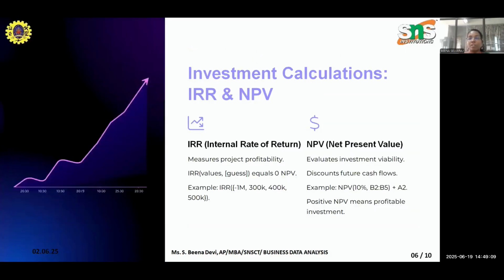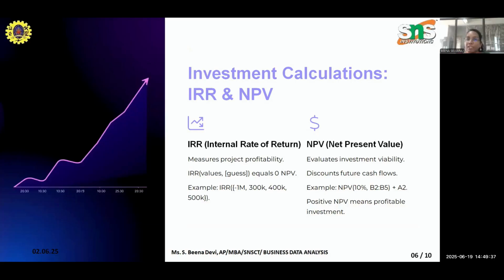Next, what can be done in investment calculation in Microsoft Excel is IRR, internal rate of return, and NPV, the net present value. So what is the internal rate of return? It measures the project profitability, the rate at which NPV equals zero. The internal rate of return can be calculated using a formula which can be implemented in Microsoft Excel.